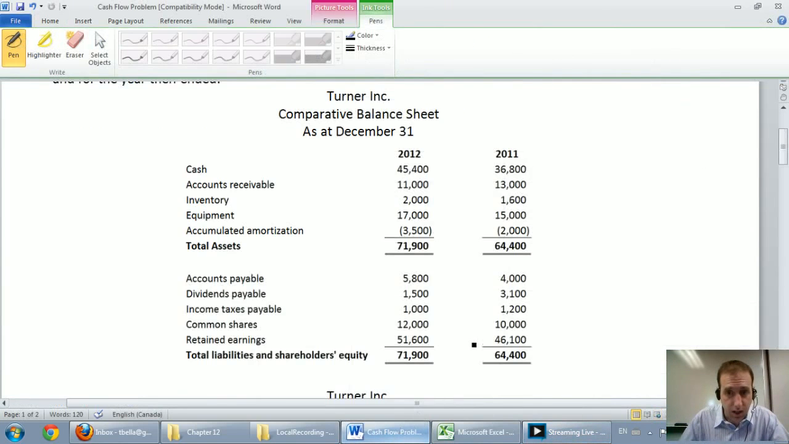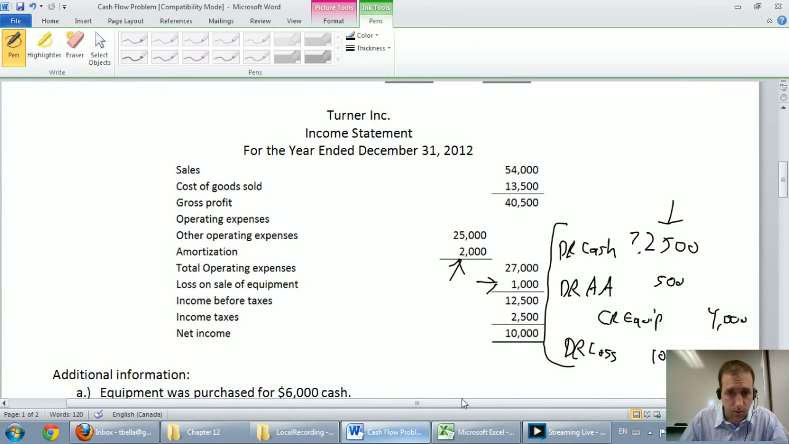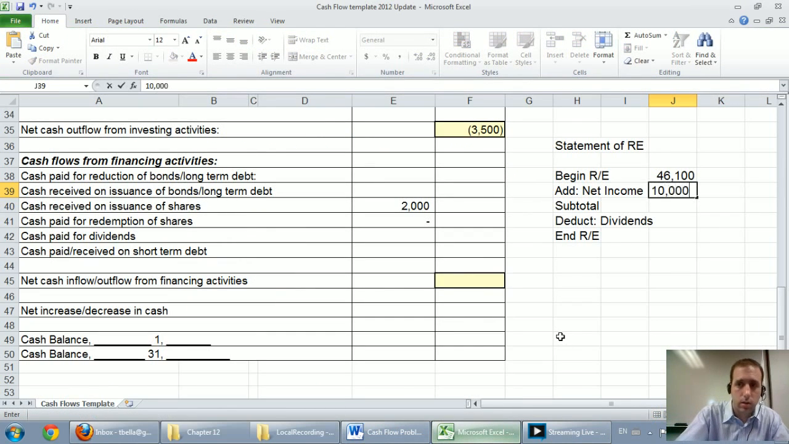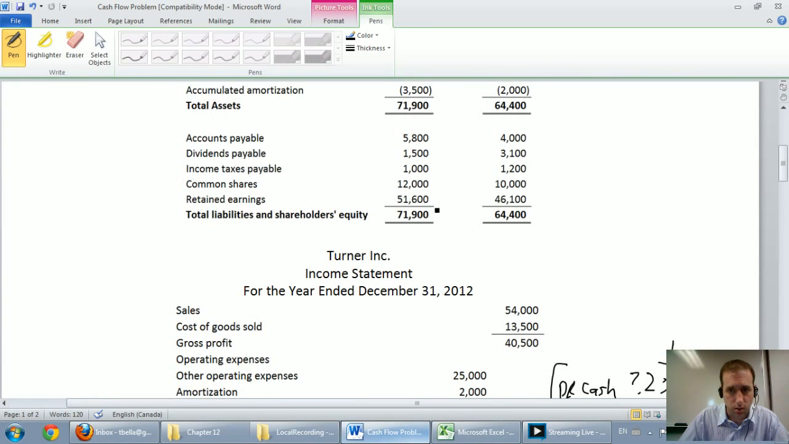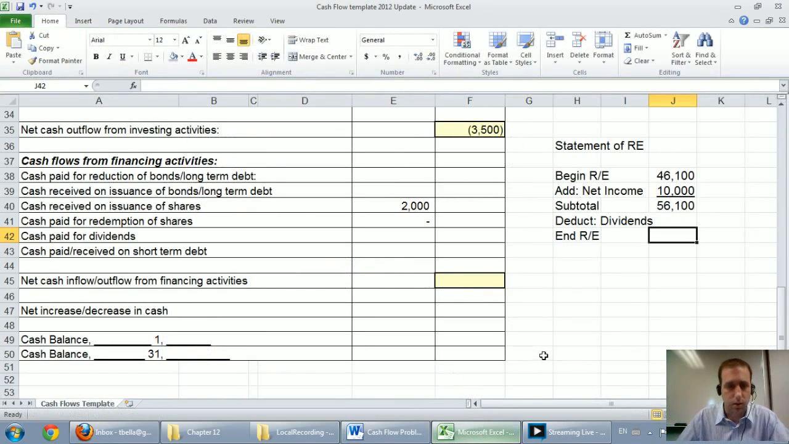We're going to add net income. Our net income comes from the bottom of our income statement. It was 10 grand. We're going to subtotal $56,100. We're going to deduct dividends. That we don't know, but we do know our ending retained earnings, and our ending retained earnings was $51,600. So we can infer our dividends. Our dividends is just the difference between 56.1 and 51.6. The difference is 4,500. So that is the amount of our dividends.